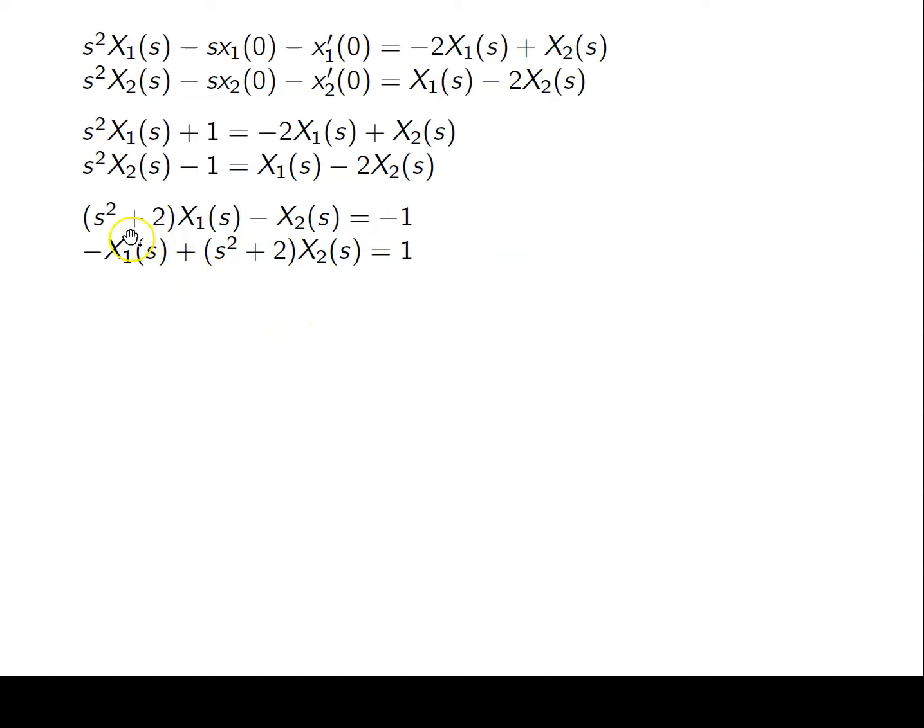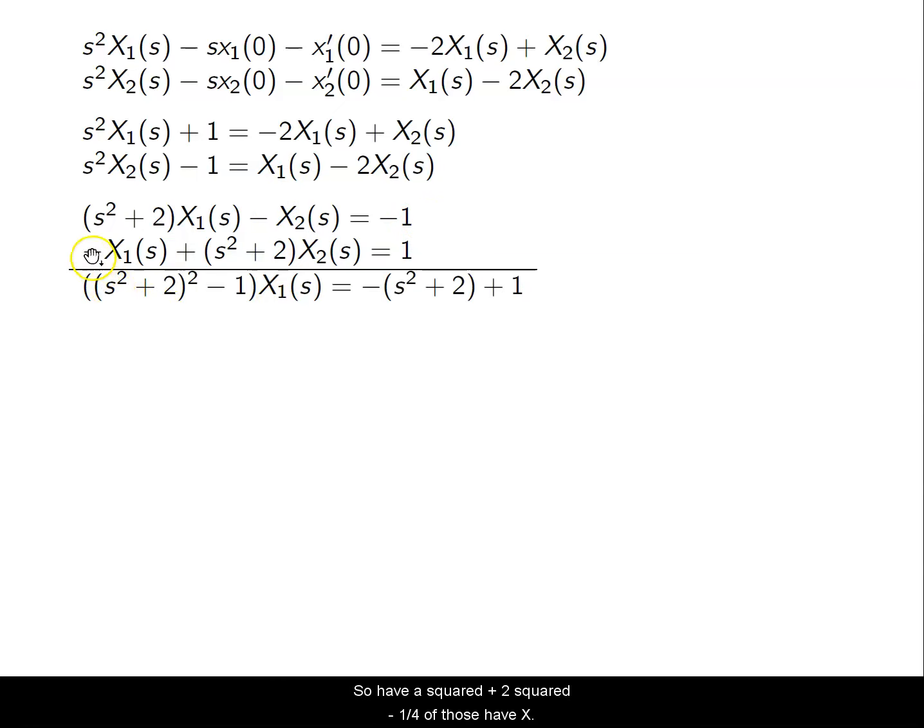So when I add those together, this is going to turn into (s squared plus 2) squared minus 1, times x1. And this is going to be negative (s squared plus 2) plus 1. And this x2 is going to go away. Right. Okay. So I have (s squared plus 2) squared minus 1. Both of those have x1, so I can pull that out. And then this is negative (s squared plus 2) plus the 1 value here. I would like to isolate x1 of s, so I can divide that on both sides here.